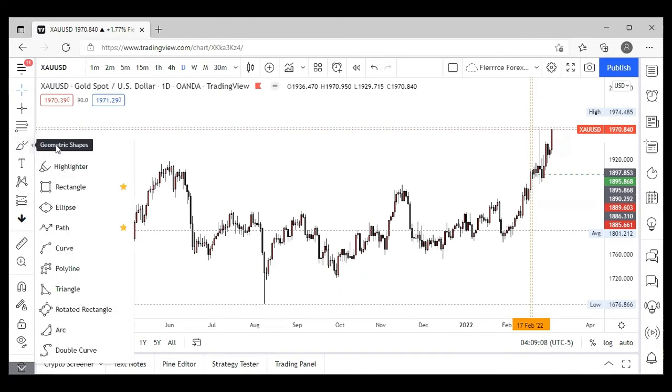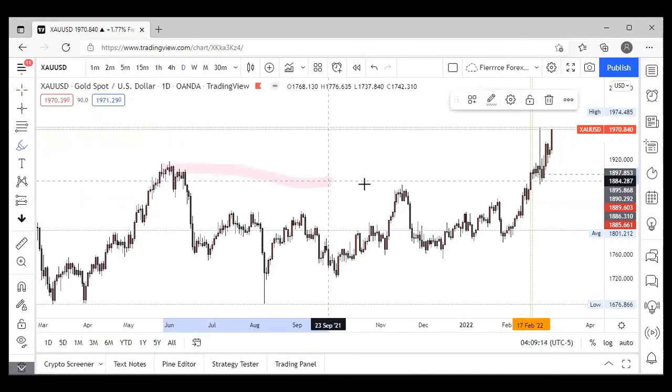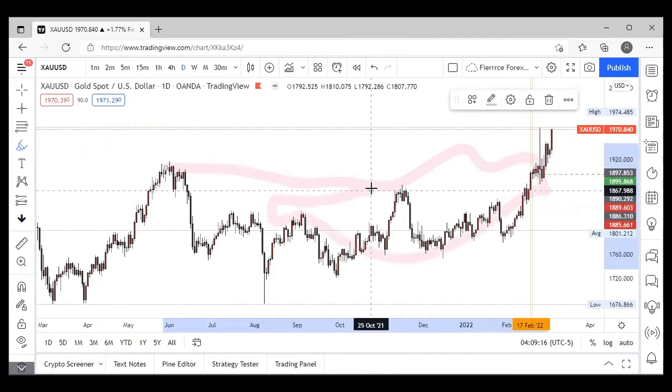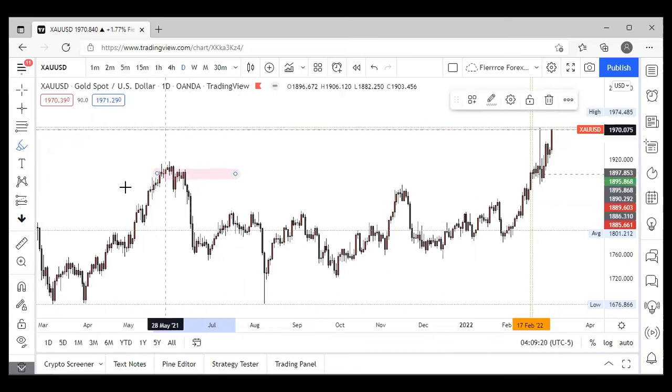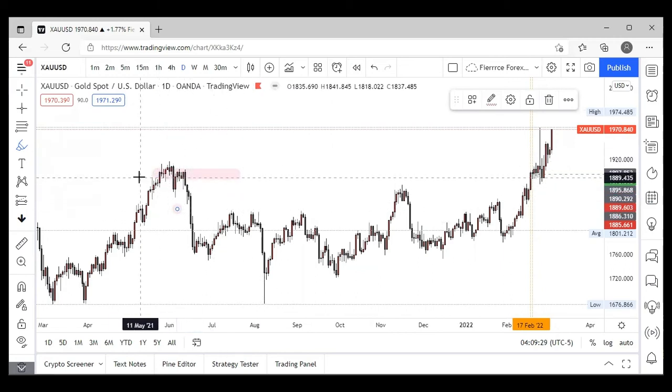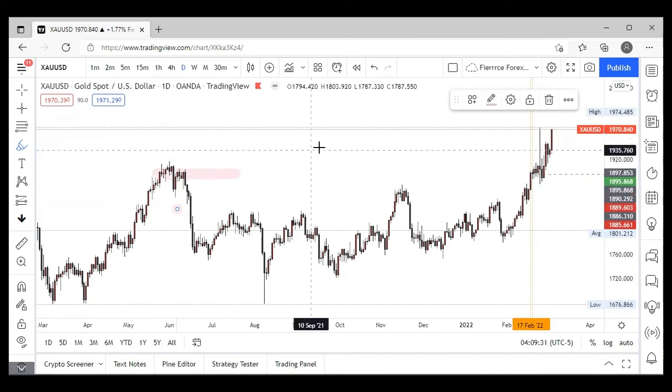Okay, now there are different types of geometric shapes. If I want to, the highlighter, I can highlight on my screen. Maybe I want to highlight a specific area, especially when I'm teaching, or even when you're not teaching, when you're just using TradingView and maybe you want to highlight an area that you think is significant to what you're thinking, that's where you get it.